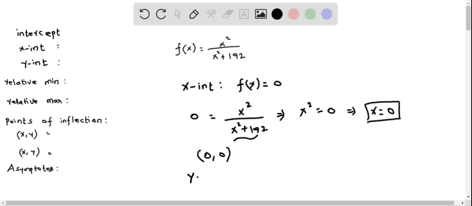Now let's determine the y-intercept, and we get the y-intercept by plugging in x equal to 0. We already determined that when x equals 0, y is also 0. So we can say that y equals 0 when x is also 0. That is, 0 comma 0 is the y-intercept. So we write both the x-intercept and y-intercept as the origin point 0 comma 0.